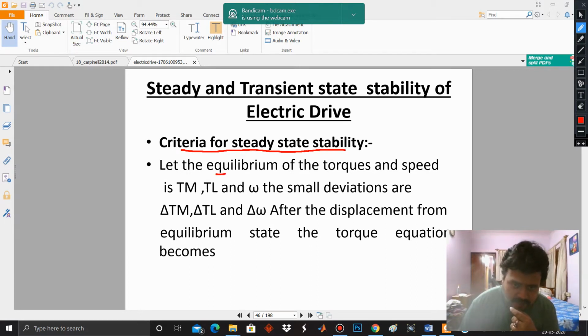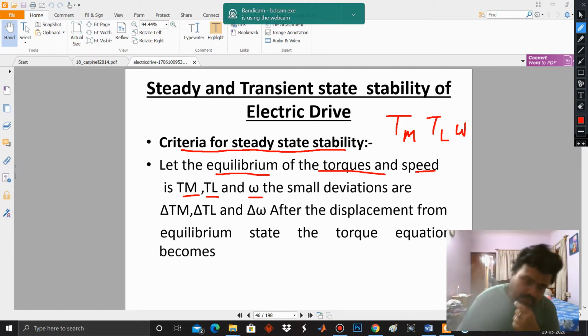So let the equilibrium of the torques at the speed be tau m, tau l, omega. So it is actually represented like this: tau m, tau l and omega. And the small deviation, suppose there is a disturbance. So due to the disturbance, what will happen? The motor torque will change, the load torque will change, and the speed will change. And let us assume that the deviation is very small.